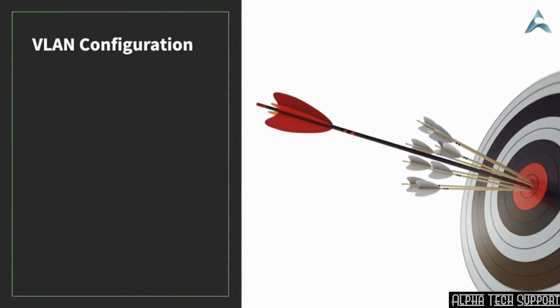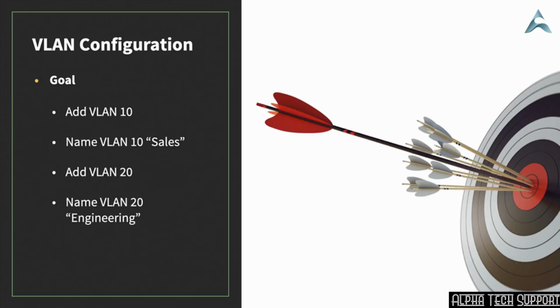Now that we understand the theory of VLANs, in this video we're going to set up a couple of VLANs. We'll begin by creating VLAN 10. It's going to be for the sales department, so we'll give it a name of sales. We'll create VLAN 20, and that's going to be for the engineering department.